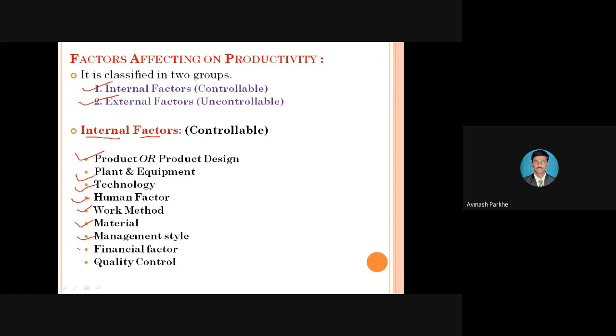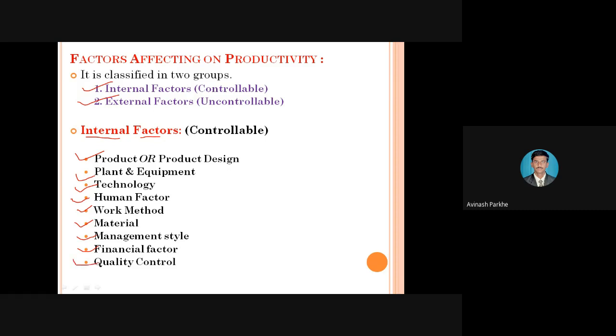Then financial factor. Financial means investment. How much amount you have invested in the industry, that means financial. If you have to purchase standard machines, and maximum finance is in your hand, you can purchase the maximum machines. It is in your hand. If the standard equipments are not required, we cannot purchase. If the standard machines are required, we can purchase. It is in your hand. Therefore it will be considered an internal factor.